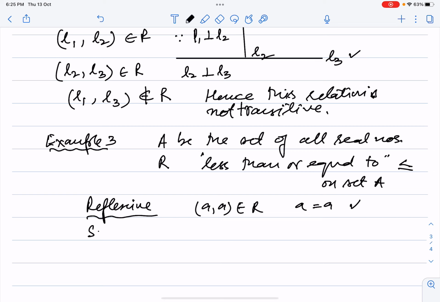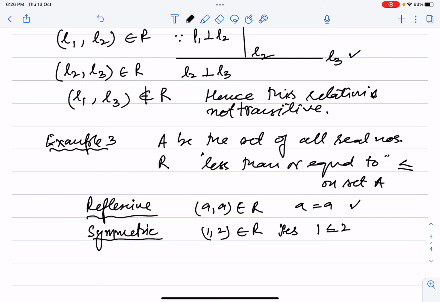Now the symmetric one, whether it is a symmetric relation. Suppose I say (1, 2) belongs to R. Yes. Why? Because 1 is less than or equal to 2, 1 is less than 2. Let me remove the equal to also. So is (2, 1) in R? No, because 2 is not less than 1. So we will say that (2, 1) does not belong to R.